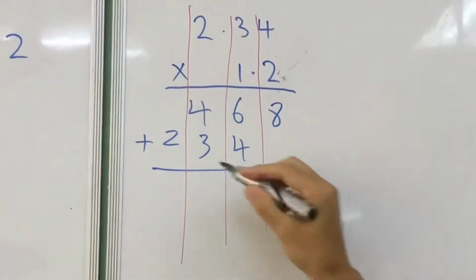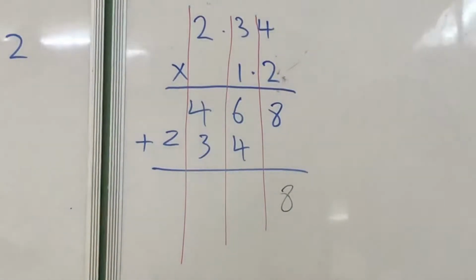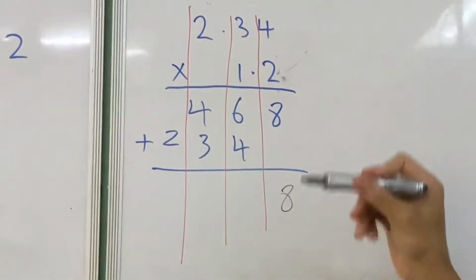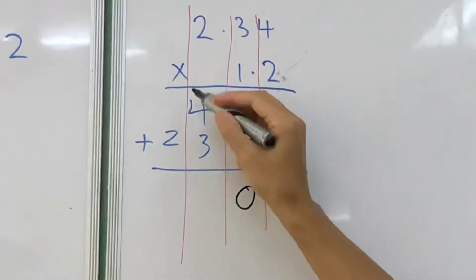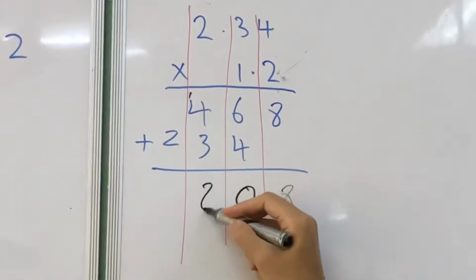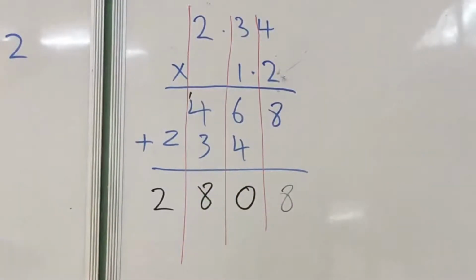So this part is addition. 8 plus 0 is 8, 6 plus 4 is 10, so 0, carry 1 over here, and this will be 8, and this is 2.